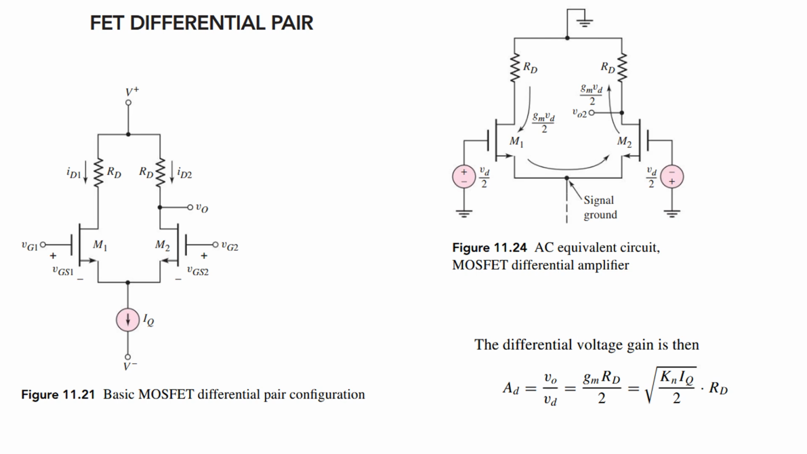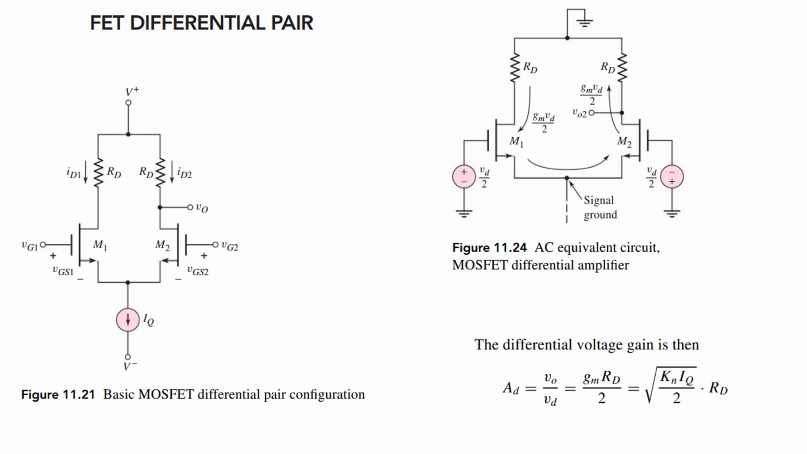Now coming to the FET differential amplifier. So this is the basic MOSFET differential pair configuration. It is very similar to the BJT based differential amplifier, if you check. Here two MOSFETs are there, and again we are going to give the inputs through the gate terminal and we will collect the output across the drain terminal.